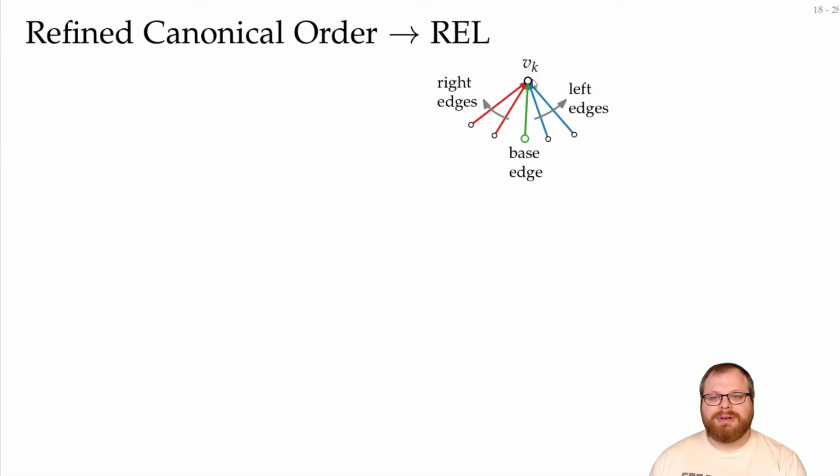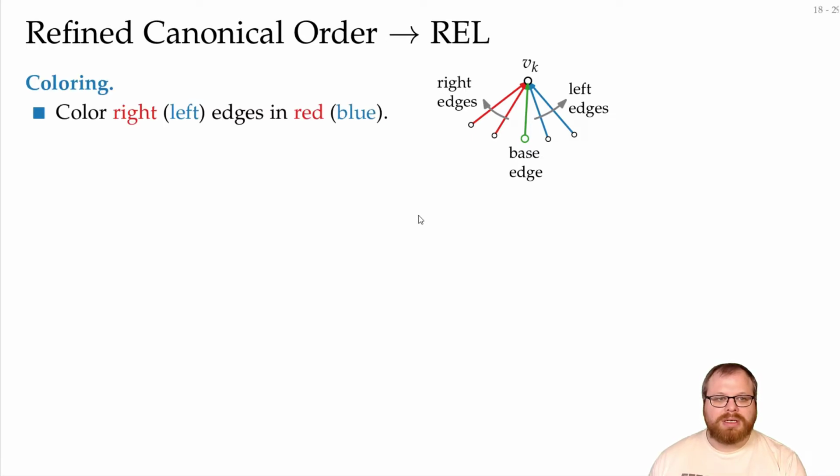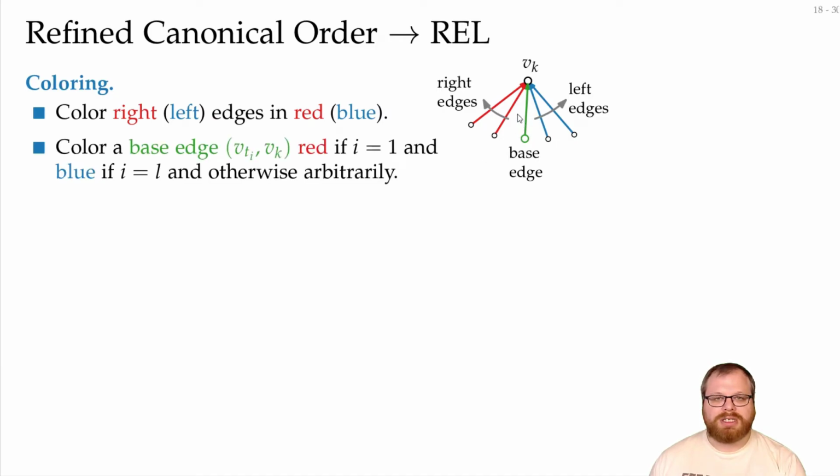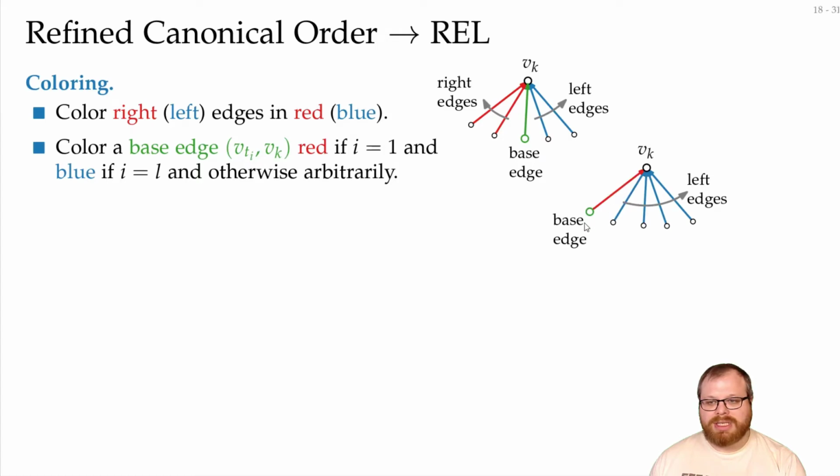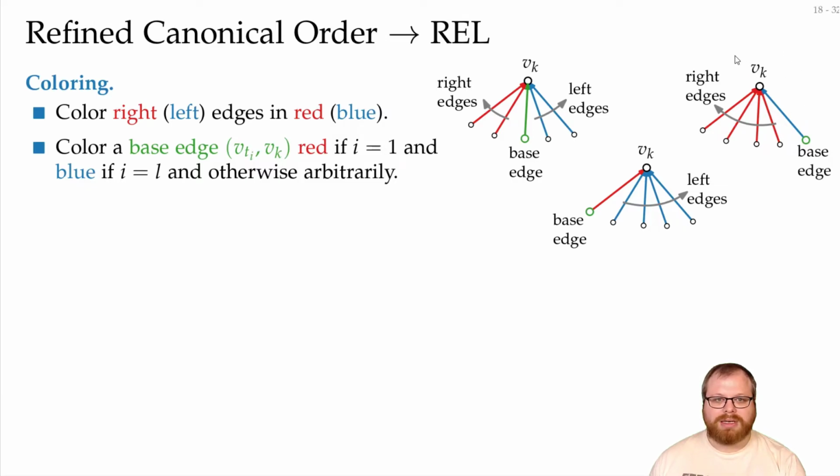Let's again have a look at this vertex VK. We first have right edges, base edges, and left edges. This edge here should become either red or blue. And most of the time it doesn't even matter which color we give it. Except in the case that this is the leftmost edge or the rightmost edge. So if the base edge is here, then we color it red because we want at least one red color here. And if it is here, then we color it blue because we want at least one blue color.